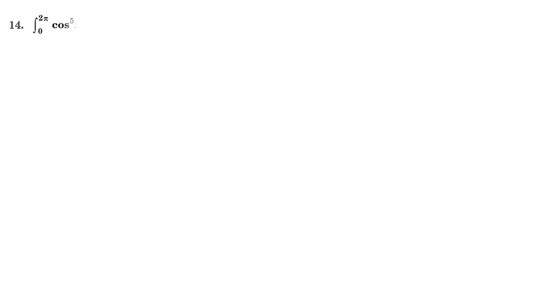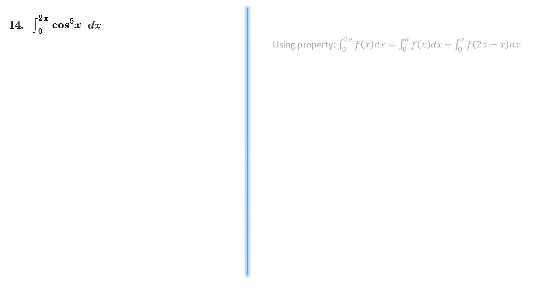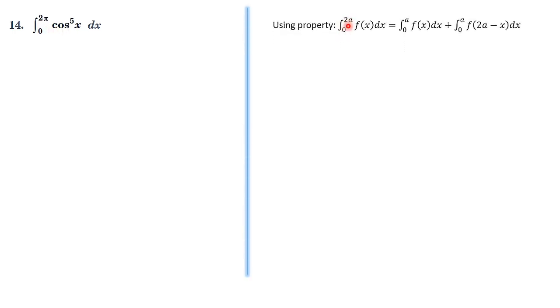Next we shall discuss the 14th question. Integral 0 to 2 pi cos power 5x dx. So here first of all we have to identify the property. Here 0 to 2 pi means it is in the form integral 0 to 2a f of x dx. So the property is integral 0 to 2a f of x dx is equal to integral 0 to a f of x dx plus integral 0 to a f of 2a minus x dx.